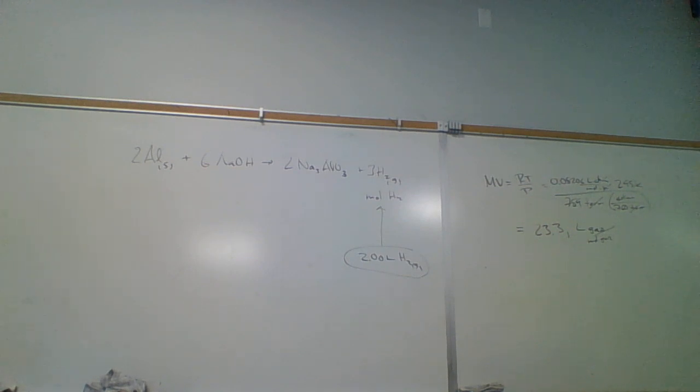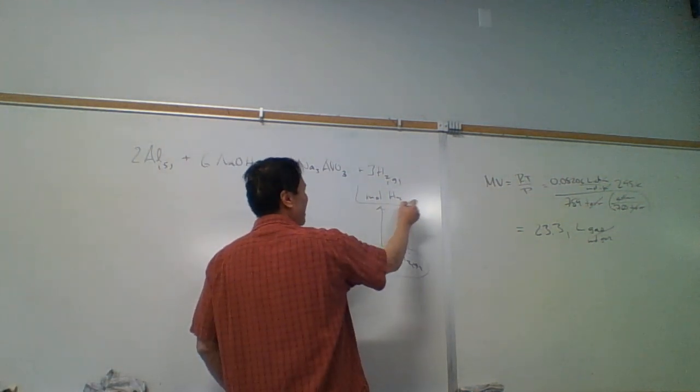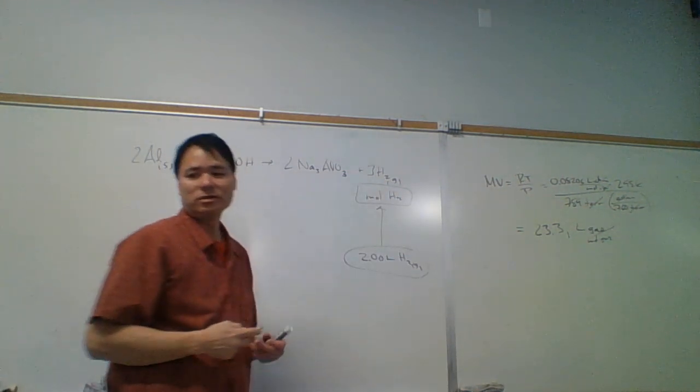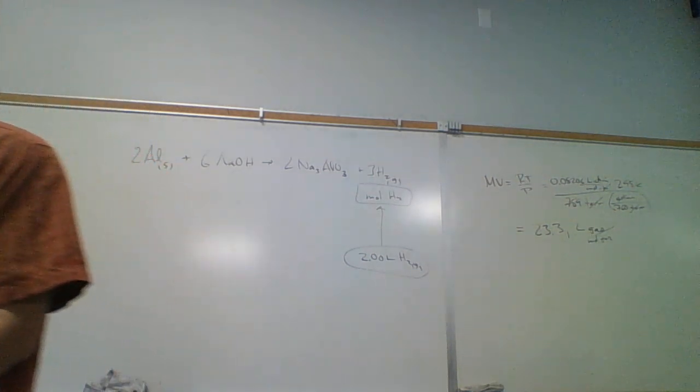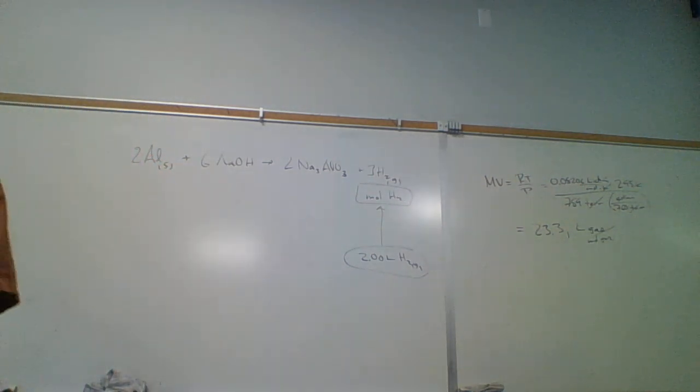Liters of gas cancel. That gives us moles of hydrogen gas. So once we're at moles of hydrogen gas, then this is stoichiometry. In the middle of stoichiometry, we always do a mole-to-mole conversion. So where do we want to go next? To moles of what?